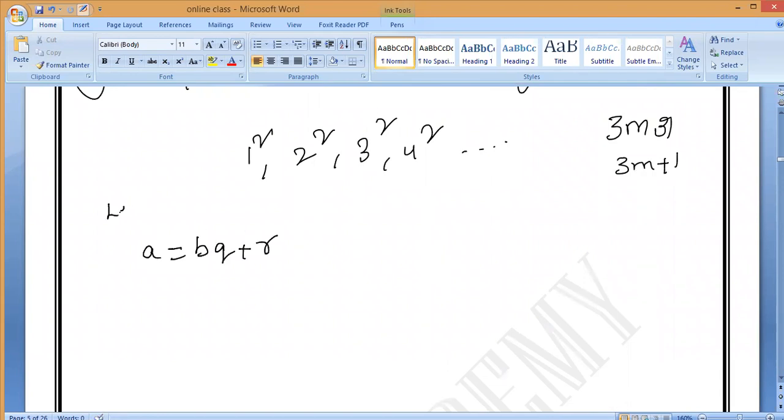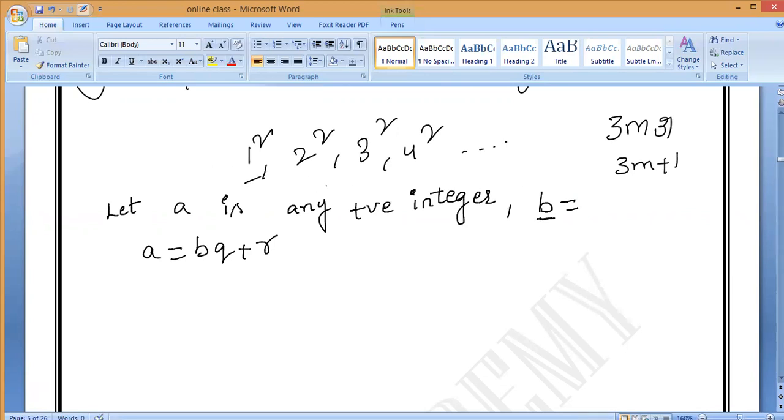Here, let a be any positive integer. And what about b? Let b equal to. Here we have to show that 1 square, 2 square, 3 square, 4 square, and so on, are in the form of 3m or 3m plus 1, like bq plus r, correct? So b value is 3. Do you understand?